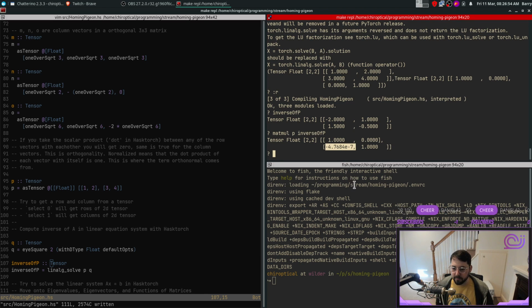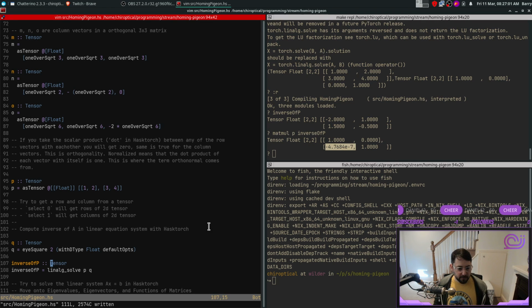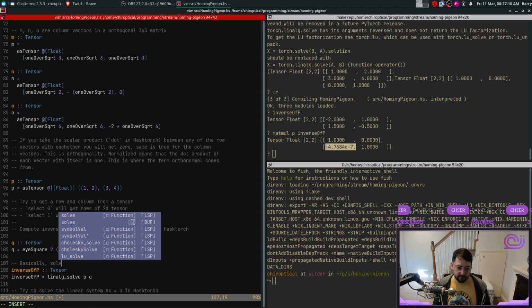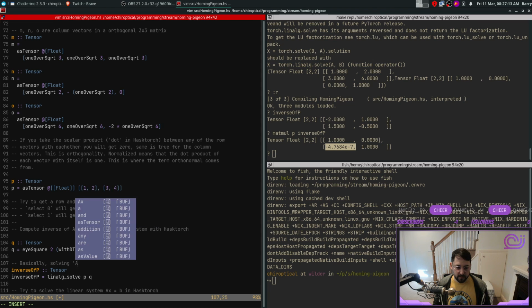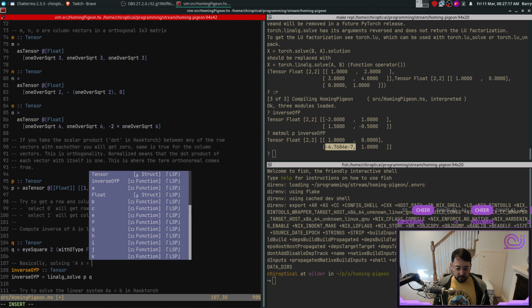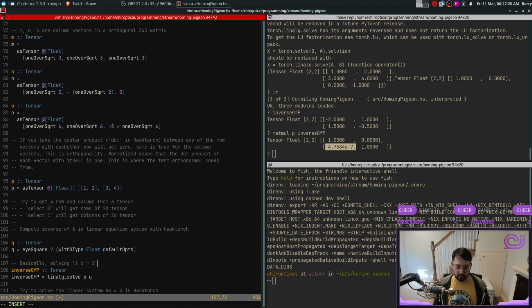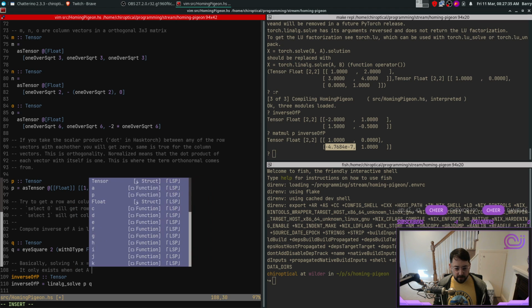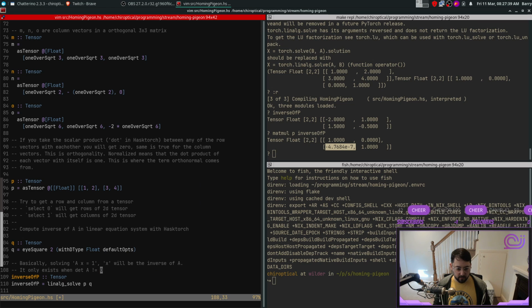Obviously, there's some floating point goofiness here, but that's totally fine. It's pretty close. So there we go. So basically solving a x equals 1, x will be the inverse of a. It only exists when determinant a is not equal to 0.